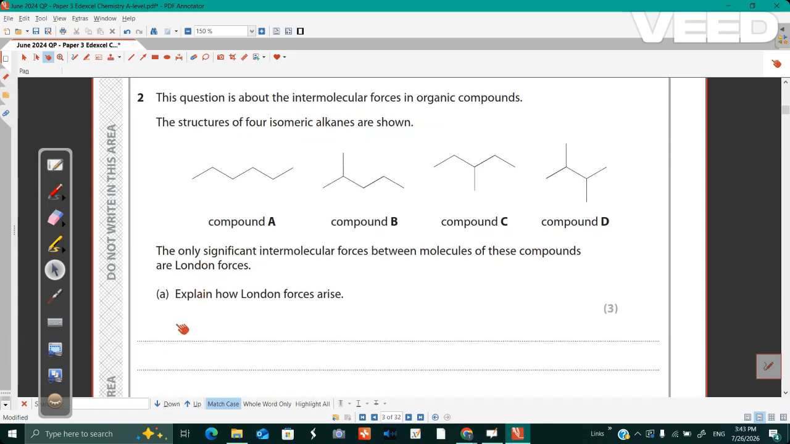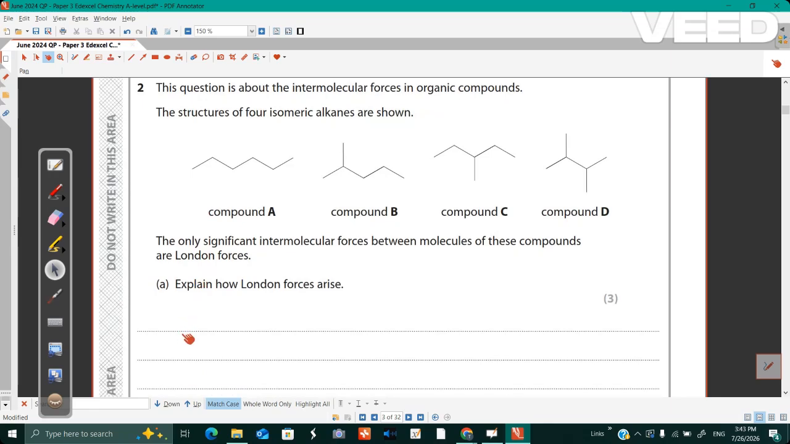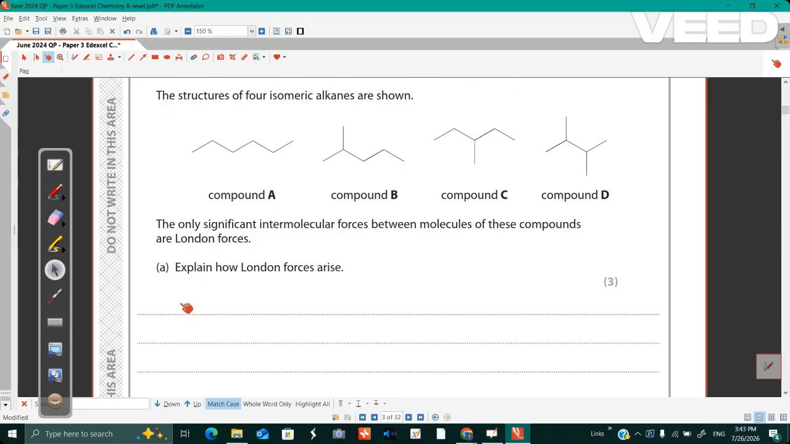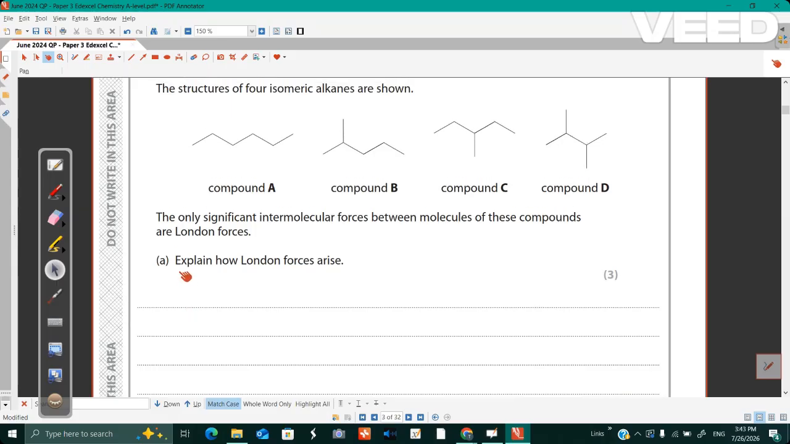This question is about the intermolecular forces in organic compounds. The structures of four isomeric alkanes are shown. The only significant molecular forces between molecules of these compounds are London forces. Explain how London forces arise.